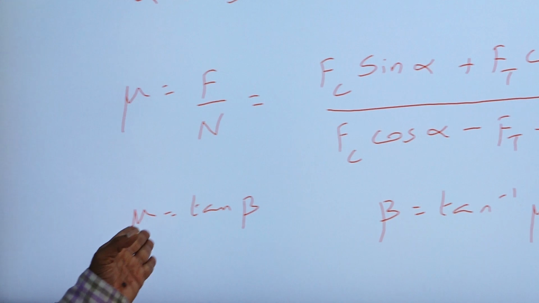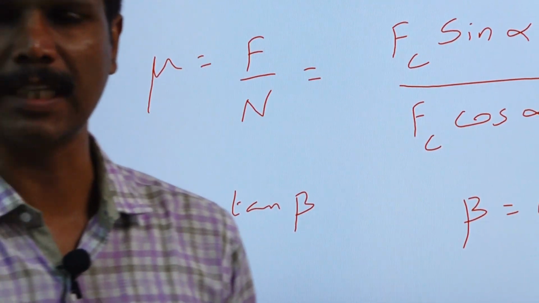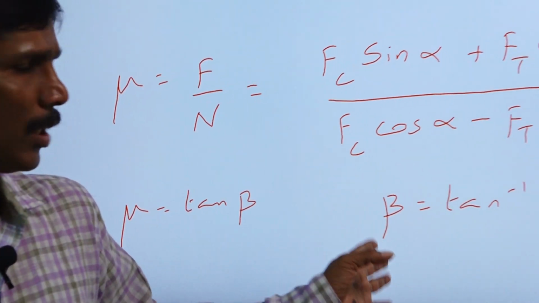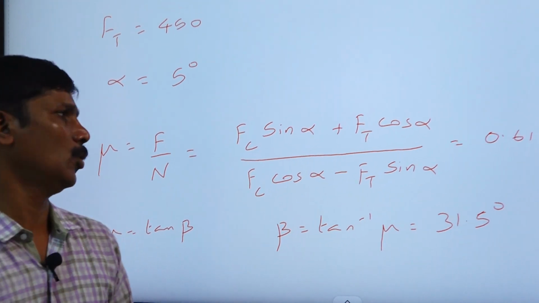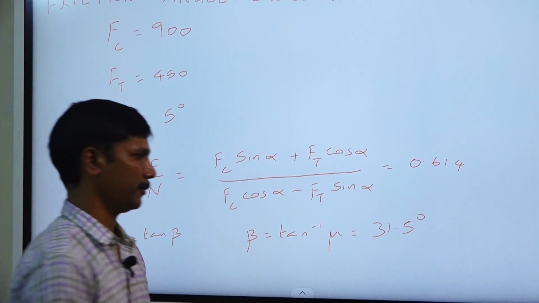So mu equal to tan beta, that is, coefficient of friction equal to tangent of angle of friction. It is basic engineering mechanics. Therefore beta equal to tan inverse mu. Therefore we are getting 31.5 degree.